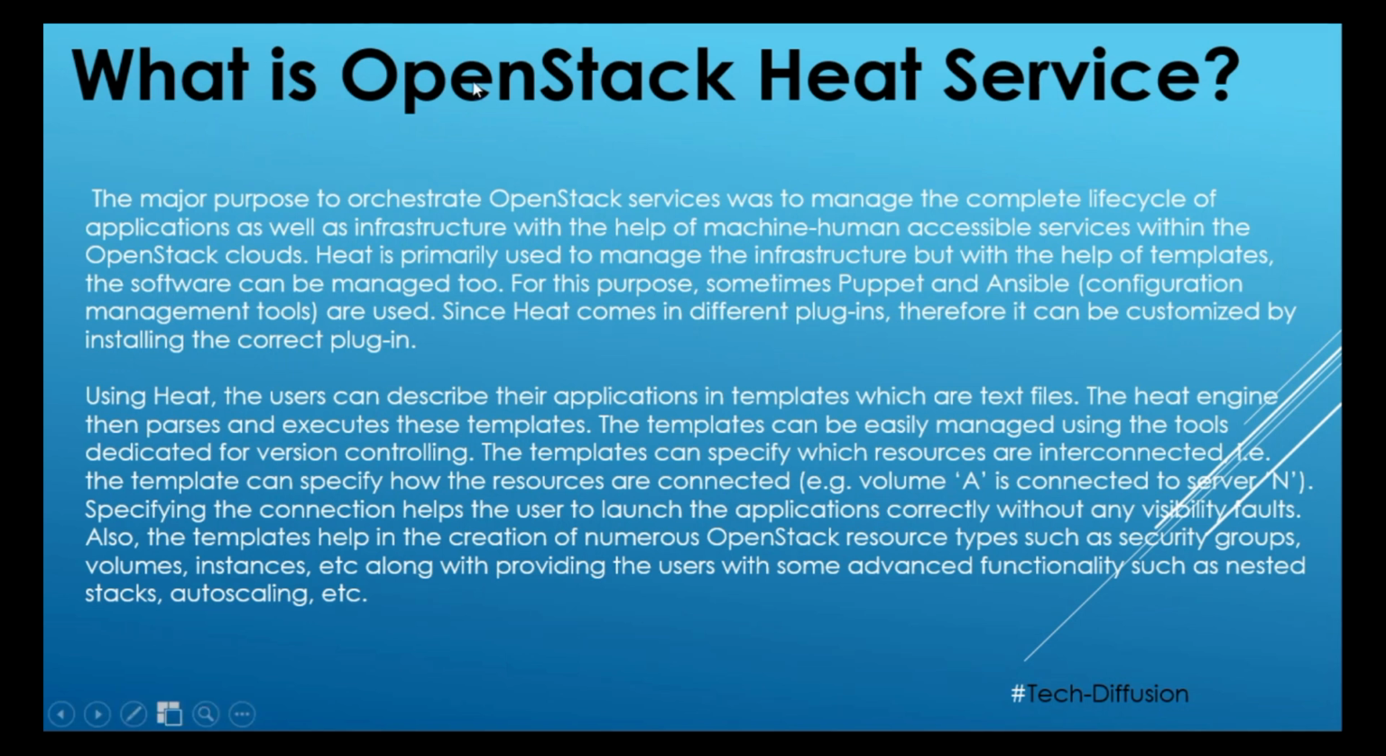The next part is OpenStack Heat. OpenStack is also a very big thing. The major purpose of it is to manage the complete life cycle of infrastructure, machines, and human-accessible services within the OpenStack cloud. Heat is primarily used to manage the infrastructure through templates, but sometimes Puppet and Ansible configuration managers are also used with OpenStack Heat, since Heat comes with different plugins. Therefore it can be customized by installing the correct plugin.